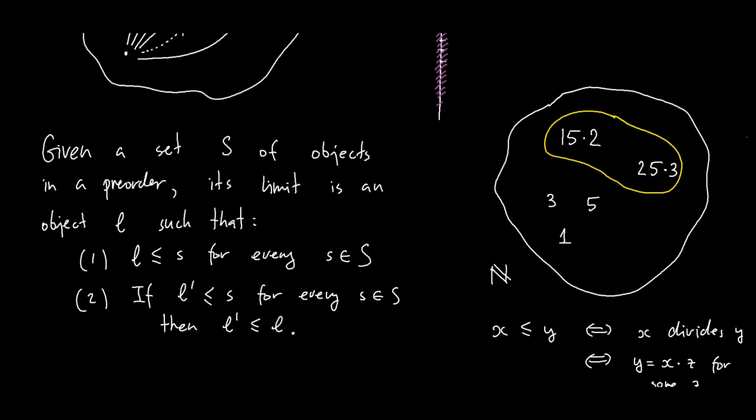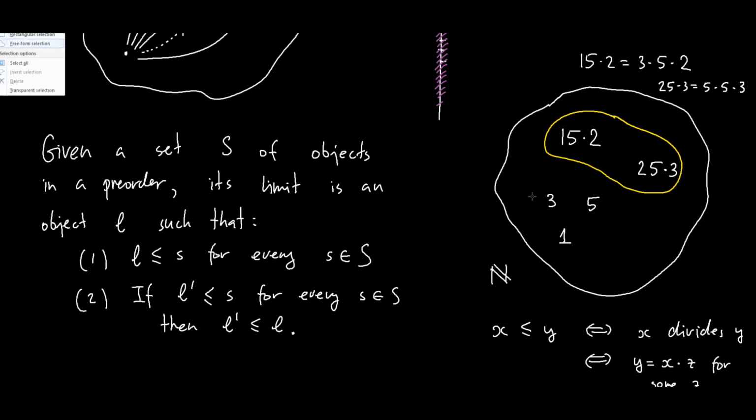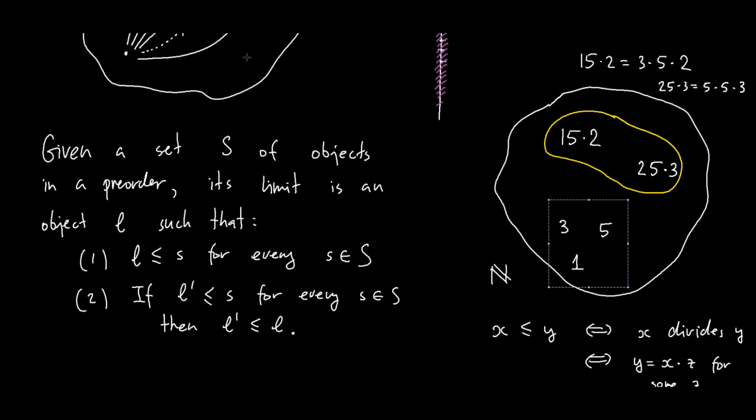So the way to figure this out is to decompose your number into prime factors. So 15 times 2 equals 3 times 5 times 2. And 25 times 3 equals 5 times 5 times 3. And then we see that we have 3, we have 5, and we also have 15 because we have both 3 and 5, right? But that's all. We don't have any other common divisors.